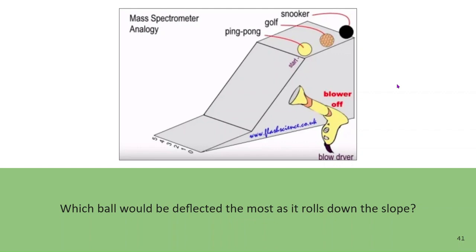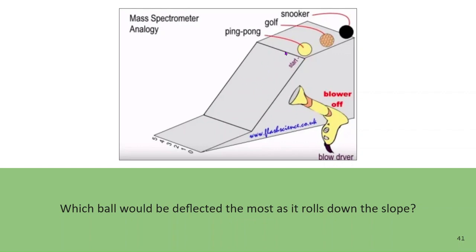So let's think about this picture for a second. This is kind of an analogy to help us think about how a mass spectrometer works. So we've got this ramp here, right? And we have 3 different balls, and we have a blow dryer. And the question is, which ball would be deflected the most as it rolls down the slope? So you can assume this is just like a straight slope, right? There's no weird angle to it.